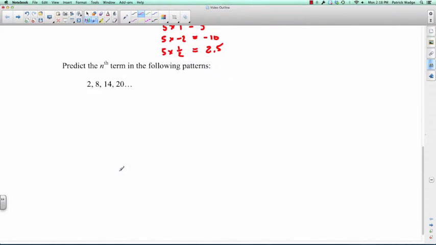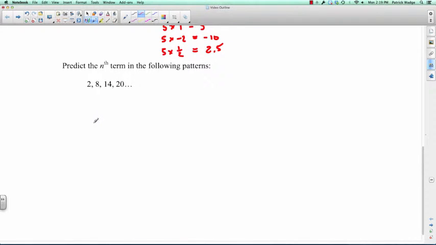Alright, we're going to predict the nth term in the following patterns. Why nth term? Well, last day we were saying like the 100th term or 40th term. Today we want to know the nth term. So it's like we're looking for an equation that we could plug any number we want into. So if we wanted to know the 100th term, we'd plug 100 into n. If we want to know the 40th term, we'd turn 40 into n. It's like a general term.